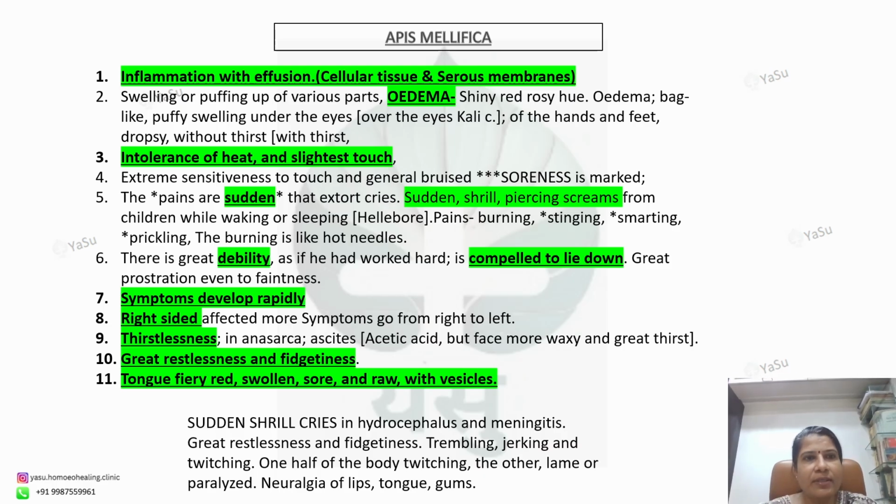So as we saw, there's inflammation, there is fluid collection, there is edema, which is of a shiny red rosy color. There is intolerance of heat and touch. The pains are sudden. The symptoms grow rapidly. There's debility, wants to lie down. It is a right-sided drug with thirstlessness accompanying, and patient is better by cold, along with tongue which is fiery red.